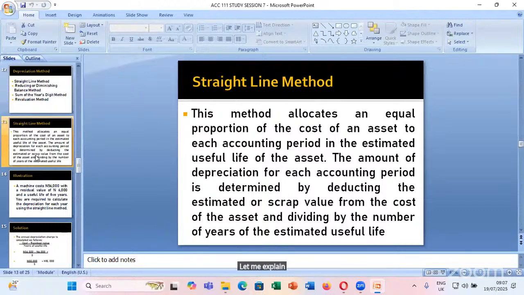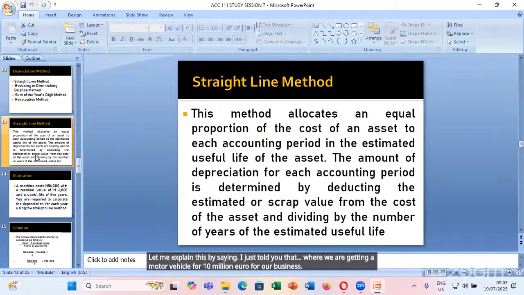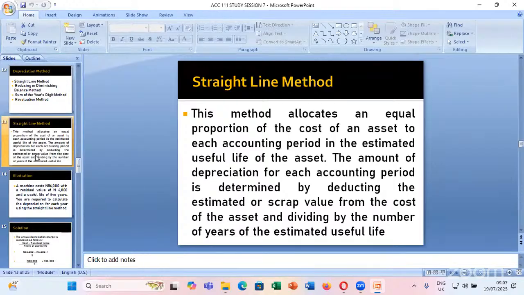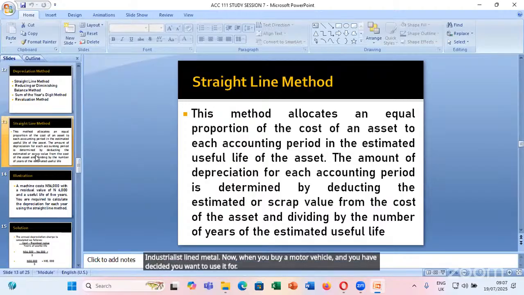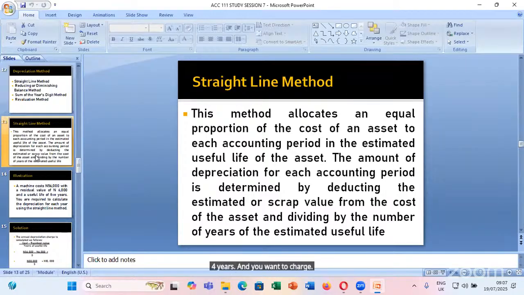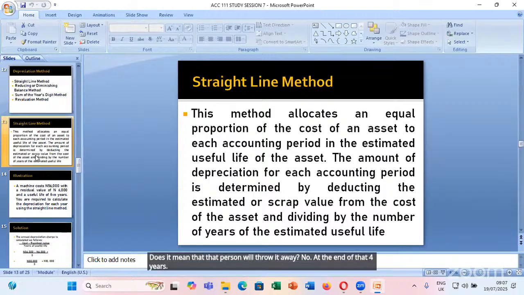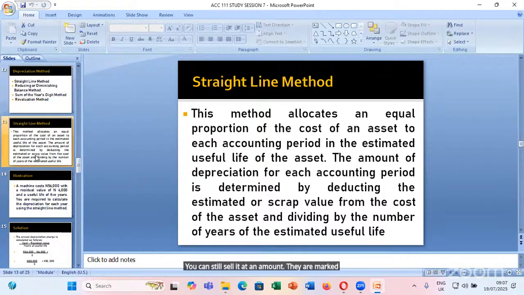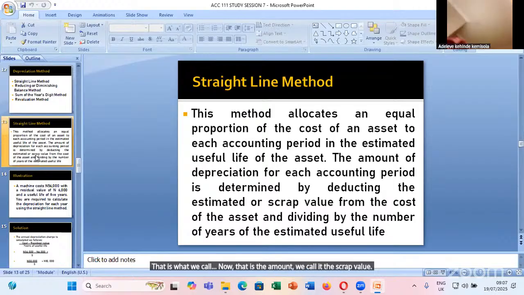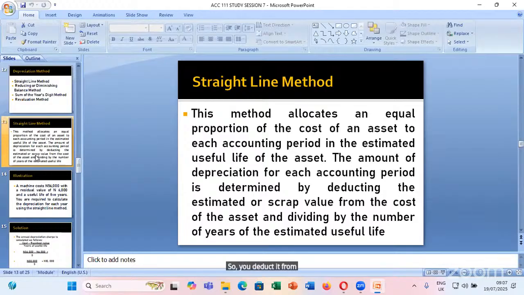Let me explain this. I just told you that we are getting a motor vehicle for 10 million naira for our business. Under the straight line method, when you buy a motor vehicle and you have decided you want to use it for 4 years, the 4 years is the useful life of that asset. The number of years we are going to use it is what we mean by useful life. After the 4 years, does it mean that you will throw the vehicle away? No. At the end of the 4 years, the car you can still sell at an amount. The amount by which you can sell it is what we call the scrap value. So you deduct it from the value and you now divide it over time.